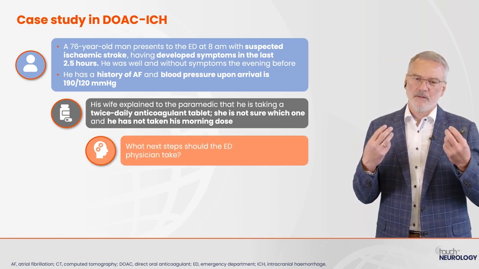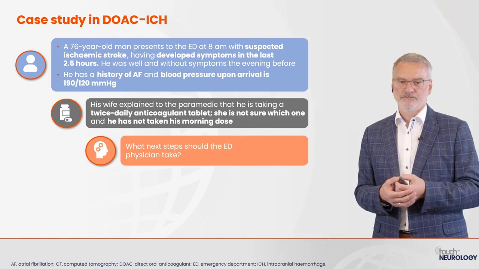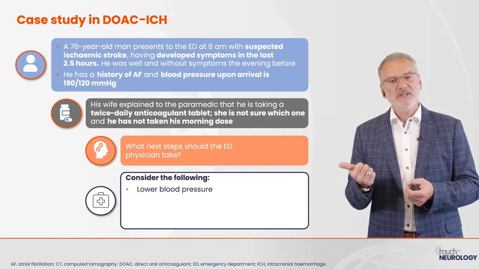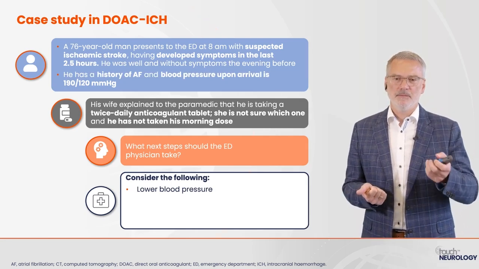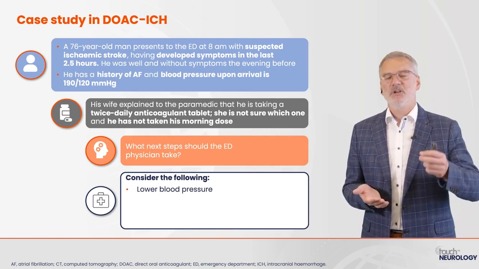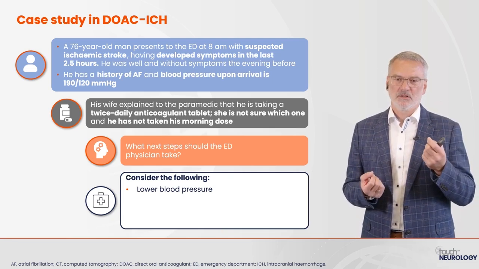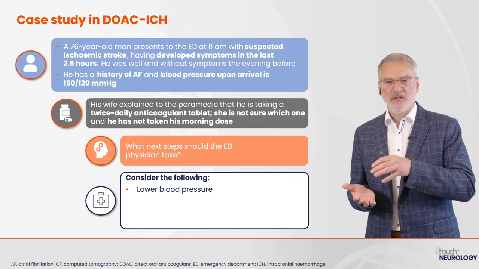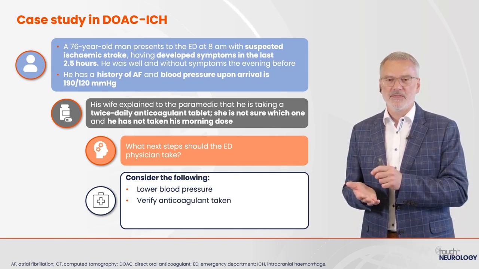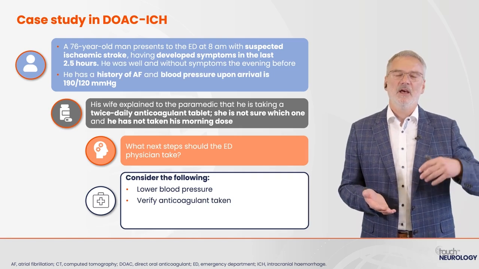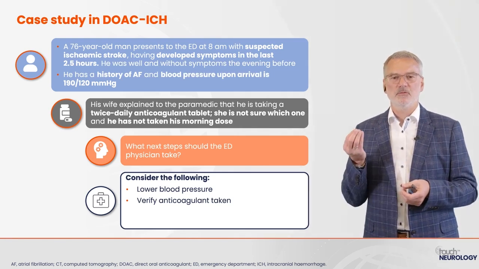So as an emergency physician, what are the steps that need to be taken? Obviously, we need to lower the blood pressure, because 190 millimeters of mercury systolic blood pressure is way too high in a bleeding patient. But it's also too high in an ischemic stroke patient. We need to verify whether the patient has taken his anticoagulant and what the anticoagulation level is. But then, most importantly, is a rapid CT scan.